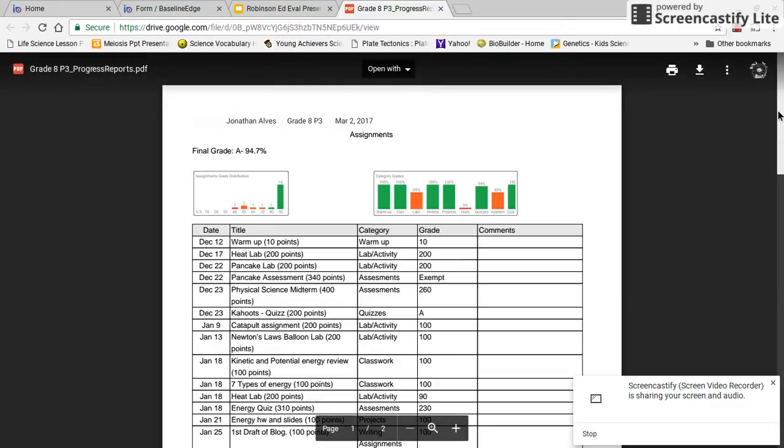So same for this one. This is another one. So the student's grade is up top, and then you have a complete breakdown of how well they did and which assignments were missing and such.